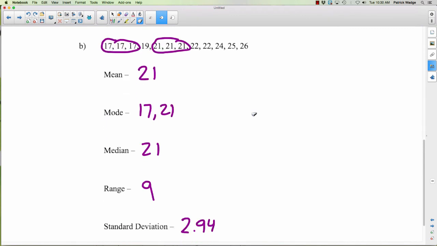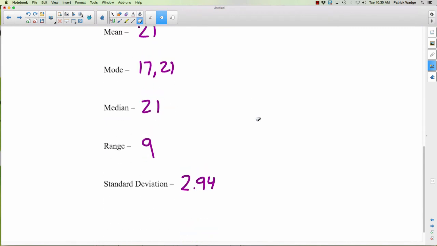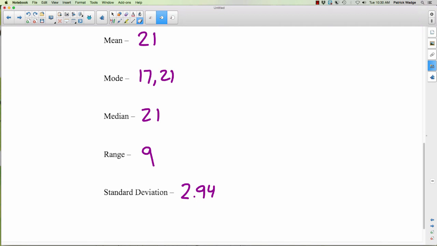Okay, everyone, that's standard deviation. Kind of a confusing topic, but important. You'll definitely hear about standard deviation a lot in the real world.